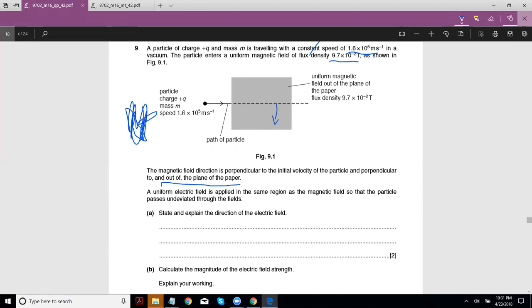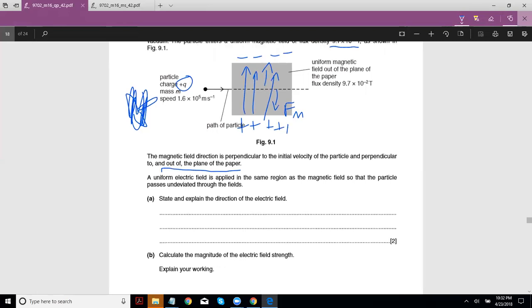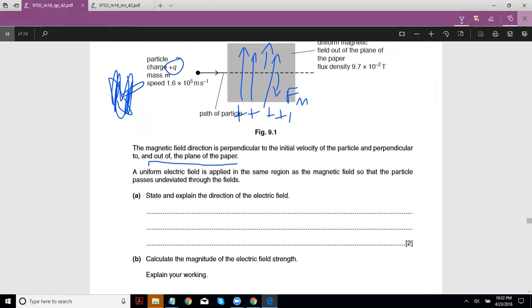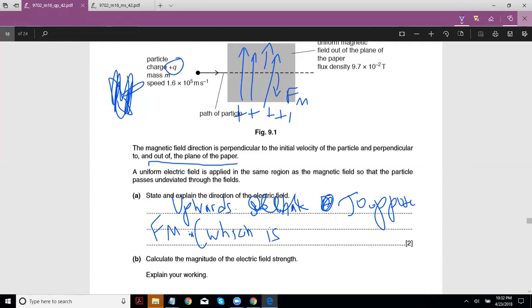The magnetic force is downward. Now you want a force that is upward. So obviously, for an upward force you make the top negatively charged and the bottom positively charged, because this is a positive charge, only then will you get an upward force. So the direction of the electric field will be upwards, positive to negative. Make sense? And you write this in words, you write upwards, to oppose the magnetic force, which is downwards.